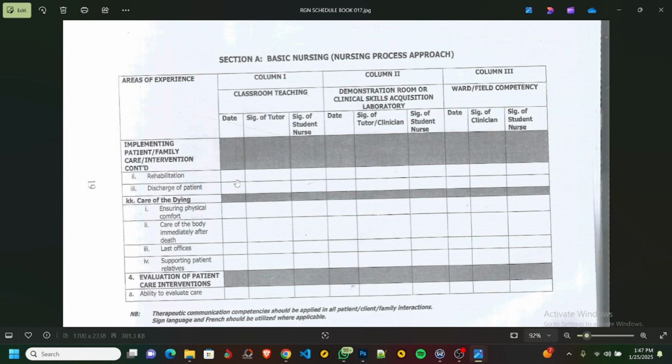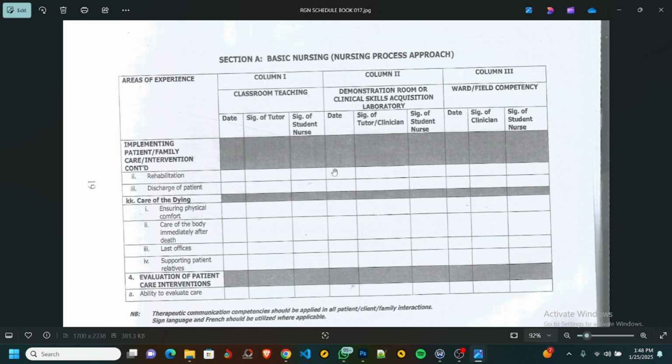So just as I mentioned, the tutor takes you through, and that particular date that the tutor takes you through, the dates will be written. Then you as a student, you sign, then you give it to the tutor to also sign. Now in column 2, just as I mentioned, it has to be a demonstration. So the tutor demonstrates for you, and the date where the tutor demonstrates any of these, it shouldn't be all of them, but it could be a particular one or a number of them.